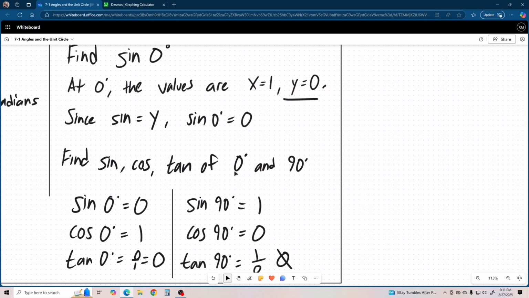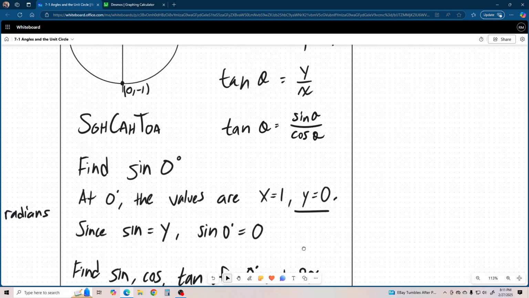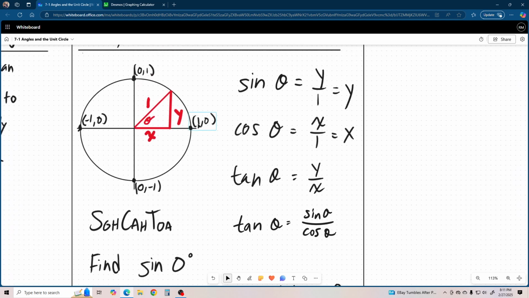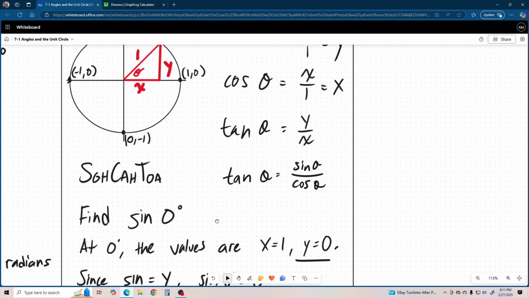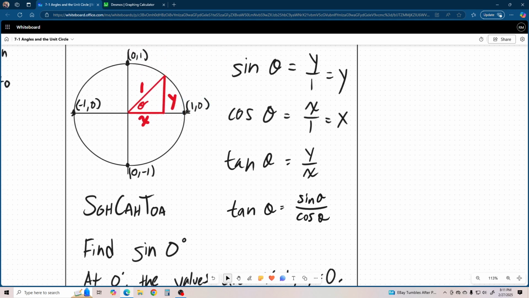So find sine, cosine, and tangent of 0 and 90 degrees. Well, let's talk about 0. 0 is the point 1 comma 0. At 0 degrees, we're at the point 1 comma 0 here. So let's think about that. 1 comma 0, our x value is 1, so our cosine will be 1. Our y value, we already just talked about that, is 0, so our sine is 0. Our tangent is y over x, so it's 0 over 1, which is going to be 0.